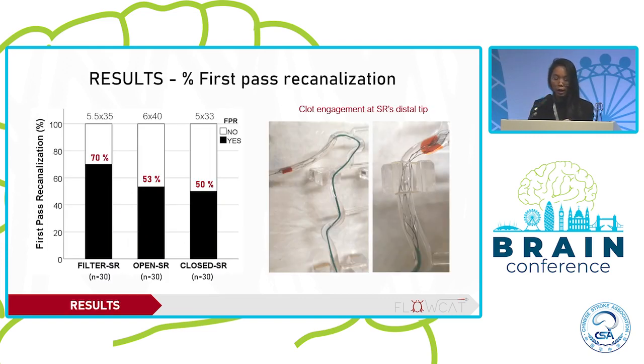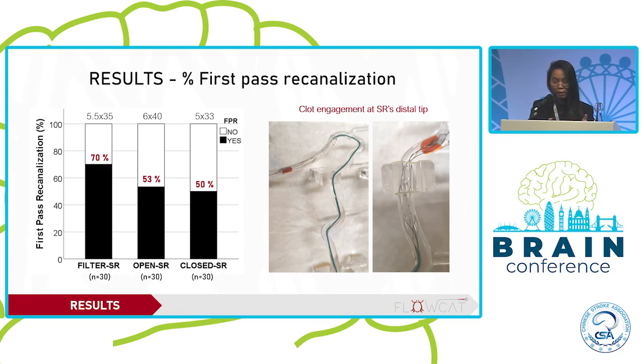To begin with, about the first pass recanalization, in our in-vitro thrombectomy model, we found out that the filter tip stent retriever achieved a higher rate of success in comparison to the open stent retriever and the closed stent retriever. And there are several factors that can be conditioning the difference between the success rates. This might be, for example, the diameter and the length of the devices, also the mesh structure that provides different kinds of interaction between the clot and the device.